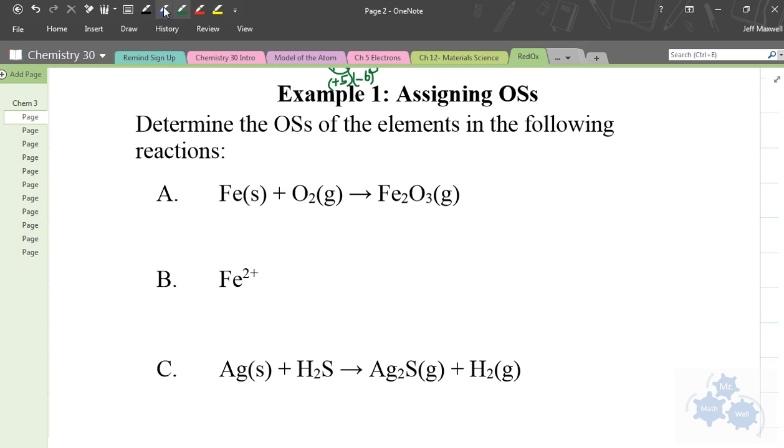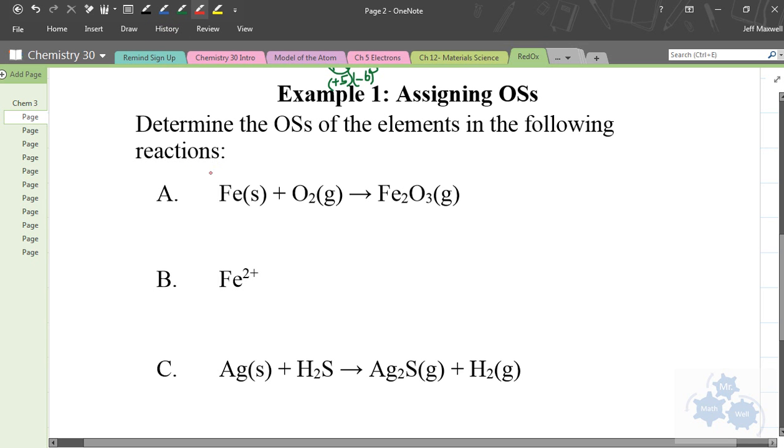Okay, let's get some practice determining oxidation states here. Iron, what's the oxidation state in iron? Anybody want to guess? I think I heard it. 0? Yes, because it's a lone element. It's got no charge. It's 0. What about oxygen? Yes, it's also a lone element. Doesn't matter that it's diatomic. It's all by itself. There's no charge. So it's 0.